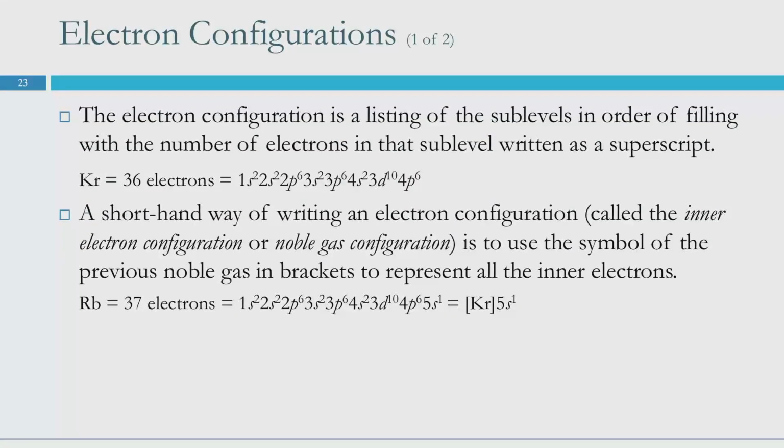Okay, so electron configurations can be really long. For example, for krypton with 36 electrons, this is the full electron configuration, and it's kind of annoying to have to write out all of this. Not to mention you also have to remember how the energy levels fill up. So this would read 1s2, 2s2, 2p6, 3s2, 3p6, 4s2, 3d10, 4p6. We could write that much shorter with this shortcut. We love shortcuts. So a shorthand way is to use the symbol of the previous noble gas.